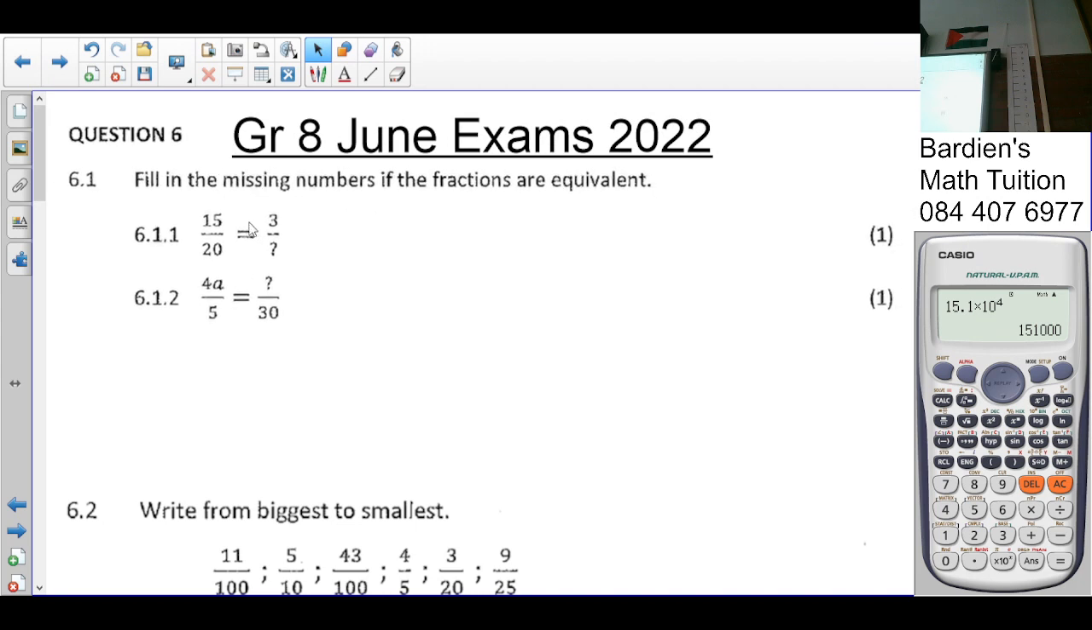In number 6, we say fill in the missing numbers if the fractions are equivalent. So how do I get from 15 to 3? I divide by 5. So I must divide by 5, so that answer is 4. How do I get from 5 to 30? Times by 6. So 4 times 6, 24.